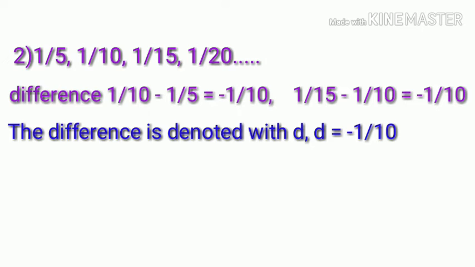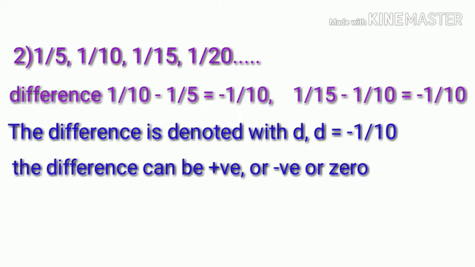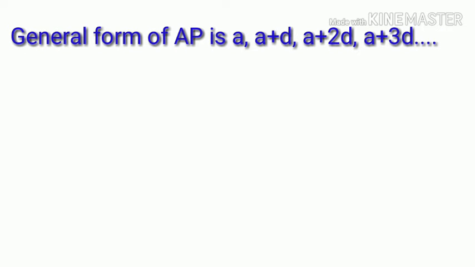The difference is denoted by the letter D. So in this case, D is equal to minus 1 upon 10. Depending on the sequence of numbers in an AP, the difference D can be positive, or it can be negative, or 0. The general form of any AP can be written as A, A plus D, A plus 2D, and it continues like that.